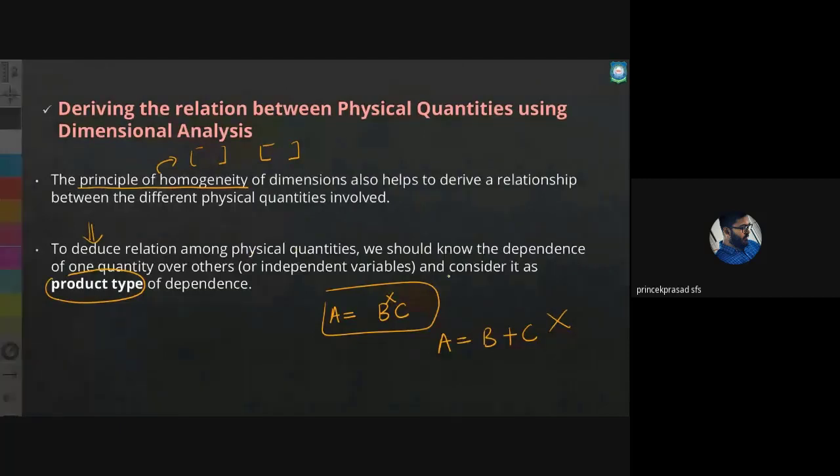Again, I'm repeating, by dimensional analysis, you can derive expressions or equations for each of the quantities, no issues. But here, there is a limitation that you can only derive a relation which has a product type of dependence. Whereas if it comes as a sum or what? As a difference, suppose here B minus C. In all such cases, you cannot derive. You can derive, but you cannot derive using this particular method.